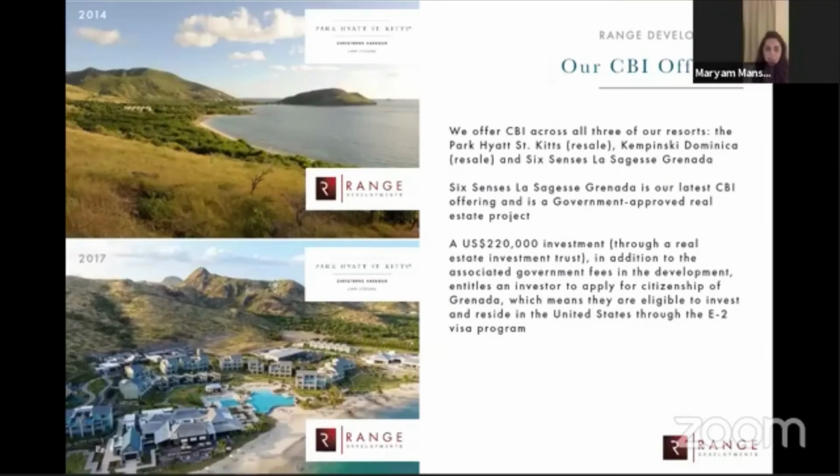That's the minimum amount required to make an investment in an approved real estate project. So if they decide to make further investments in the Caribbean, that's completely up to them. But if the nature of their investment is to obtain a citizenship, it has to go through a government approved project, which Range Developments is, and so have our other 2 projects been the same as well.